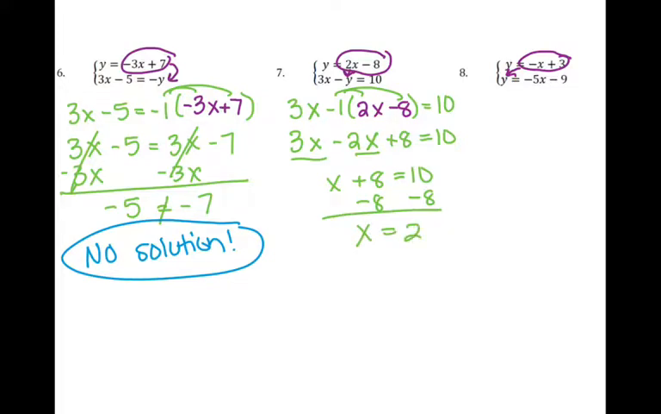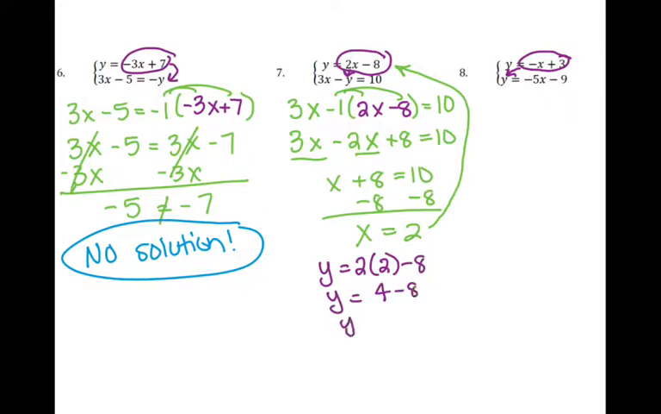Now that I have a value for x, I'm going to take that and plug it into my equation that I circled. So y equals 2 times x, but I now know that x is 2, minus 8. That gives me 4 minus 8, which is negative 4. My ordered pair, x first, and then y. So positive 2 and negative 4.